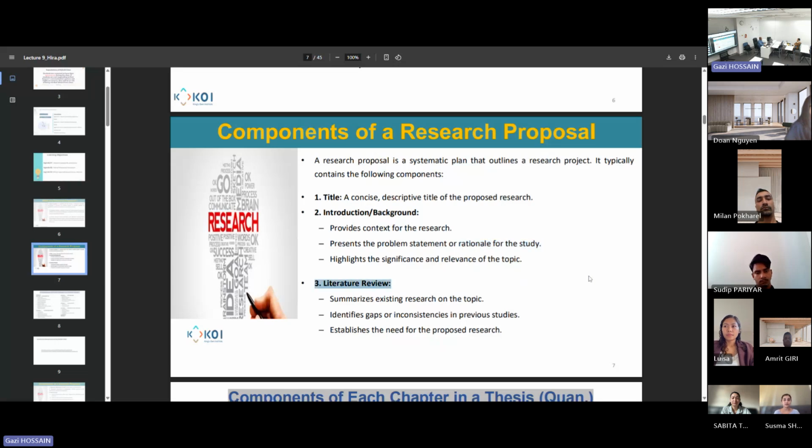We need to review the previous articles which are very related to our topic. So we need to find the keywords from our research. What is the keyword? High employee turnover. Causes of high employee turnover. For example, this is our research keyword.